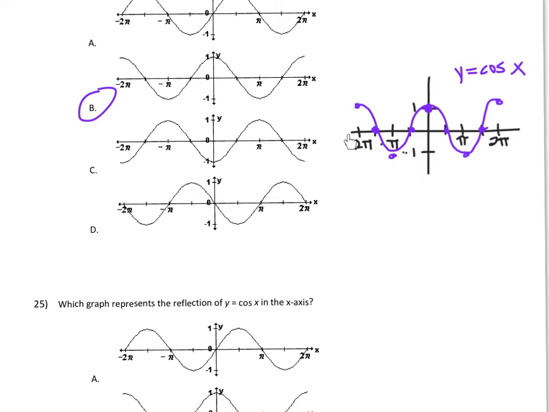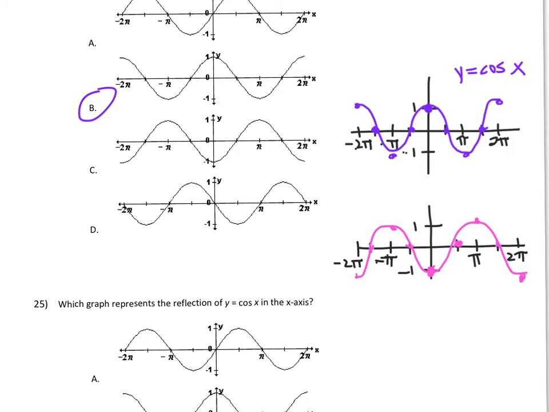Or think about it. If you reflect in the x-axis, wouldn't any maximum point, anything that's at positive 1, come down to negative 1, right? All these ones at positive 1 would fold over to negative 1. And see these points that are at negative 1? Wouldn't they fold over the x-axis and wind up here at positive 1? So basically, your graph would look like this, okay?